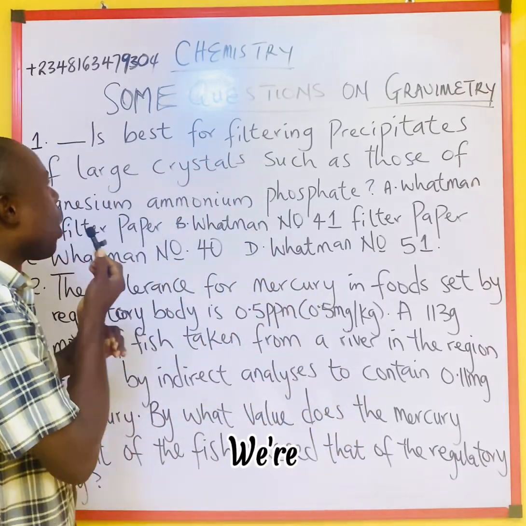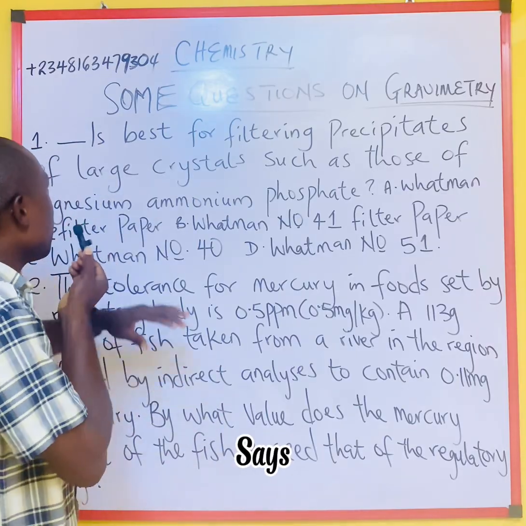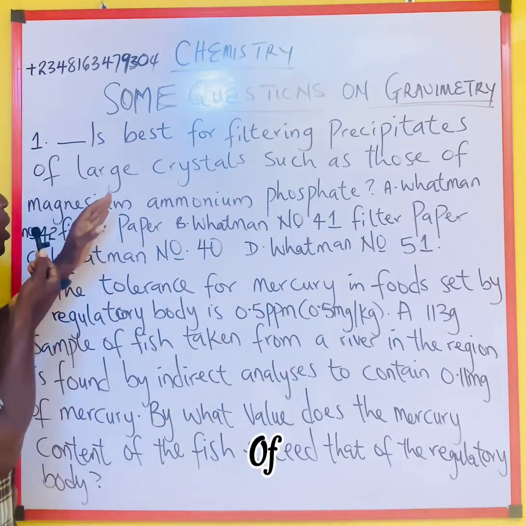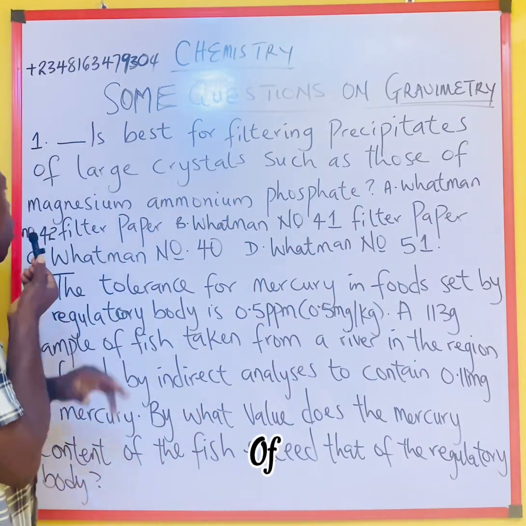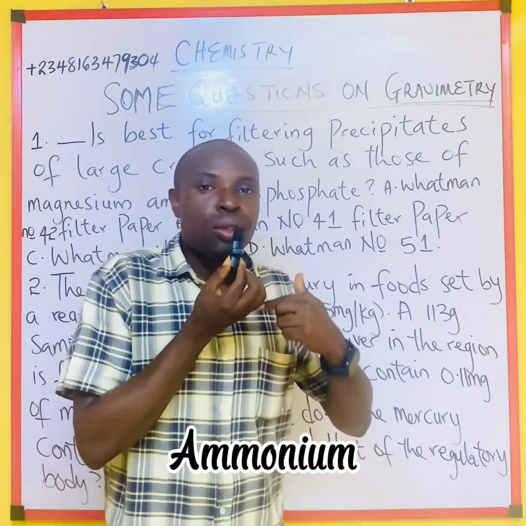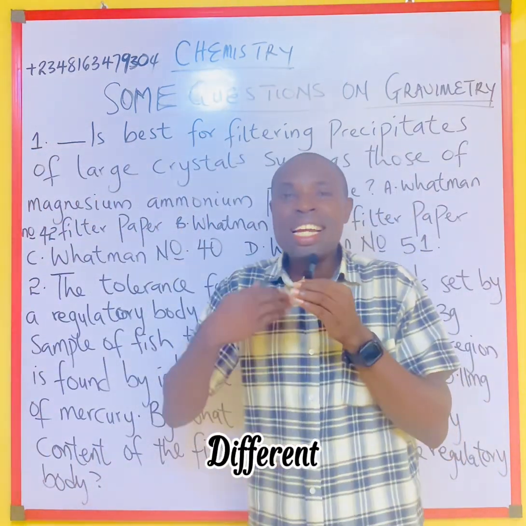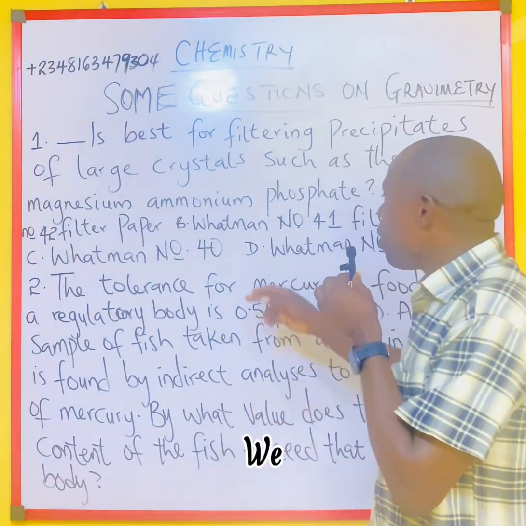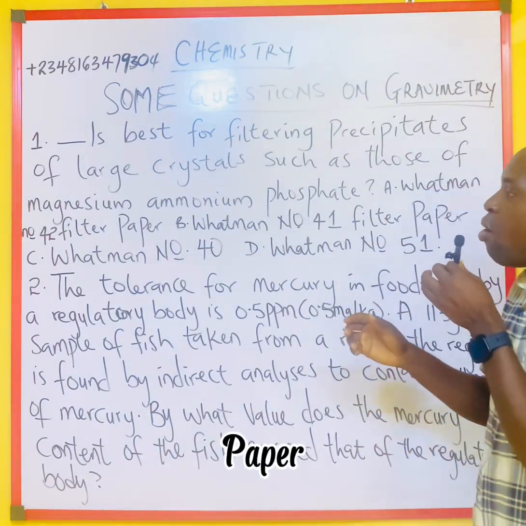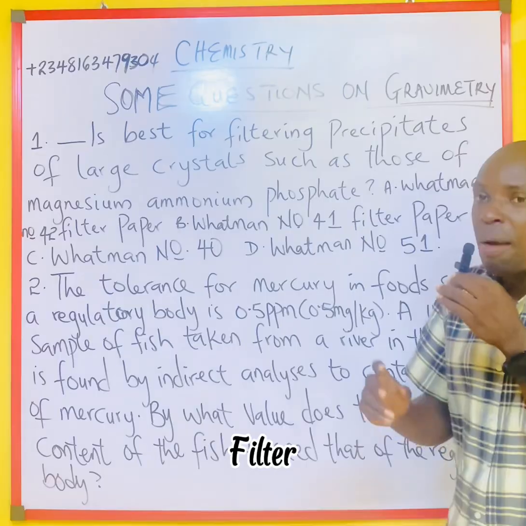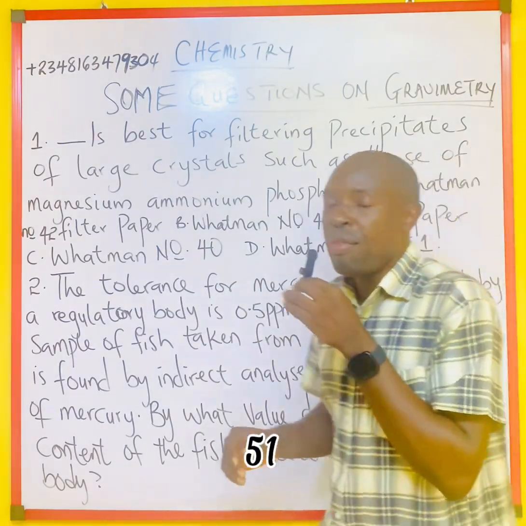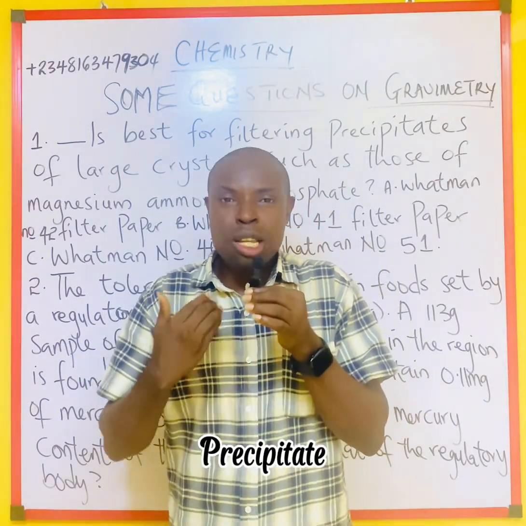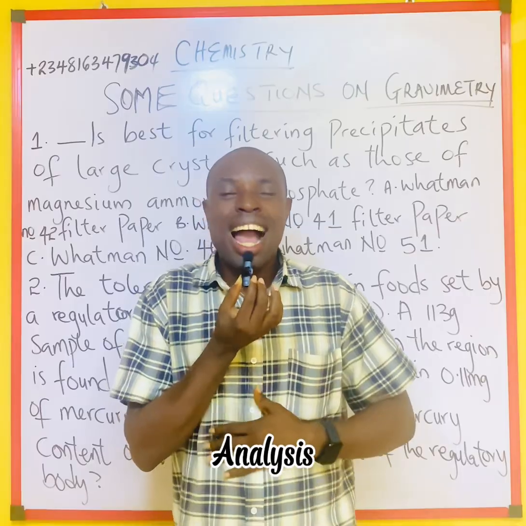Now, in this particular video, we're going to be talking about some questions. This one says: dash is best for filtering precipitates of large crystals, such as those of magnesium ammonium phosphate. And you are given different kinds of filter paper: Whatman number 42 filter paper, Whatman number 41 filter paper, Whatman number 40 filter paper, and Whatman number 51 filter paper. Now, all these are used to filter our precipitate during gravimetric analysis.